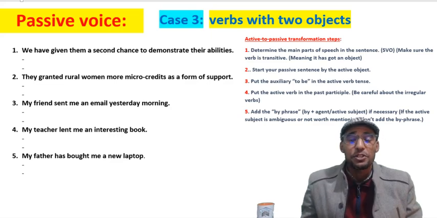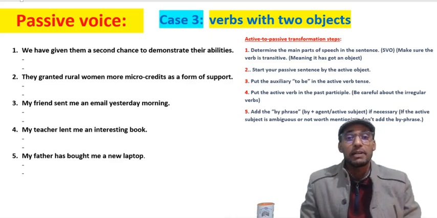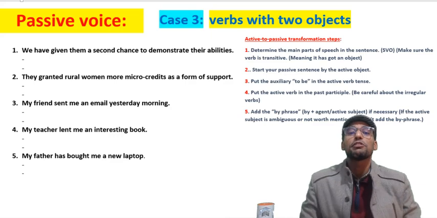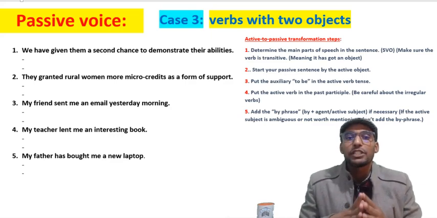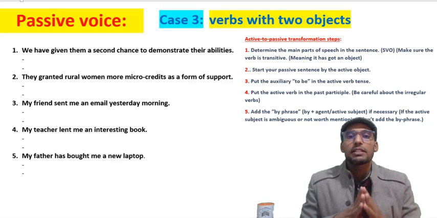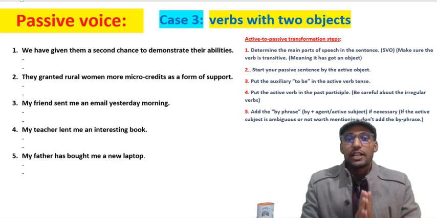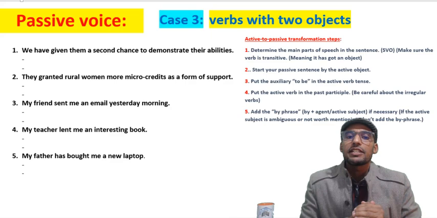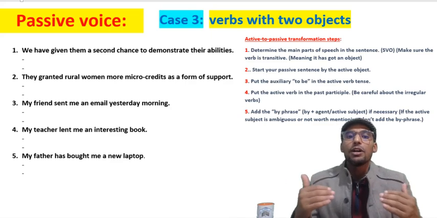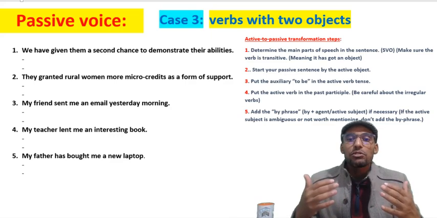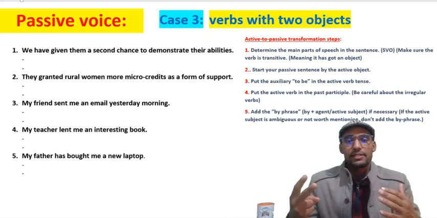This is part of a series of English videos brought to you by English Windows online learning platform to help second baccalaureate students get ready and well prepared for the English national exam, especially the grammar section. Guys, we have arrived at case number 3, where we have sentences with verbs with two objects.